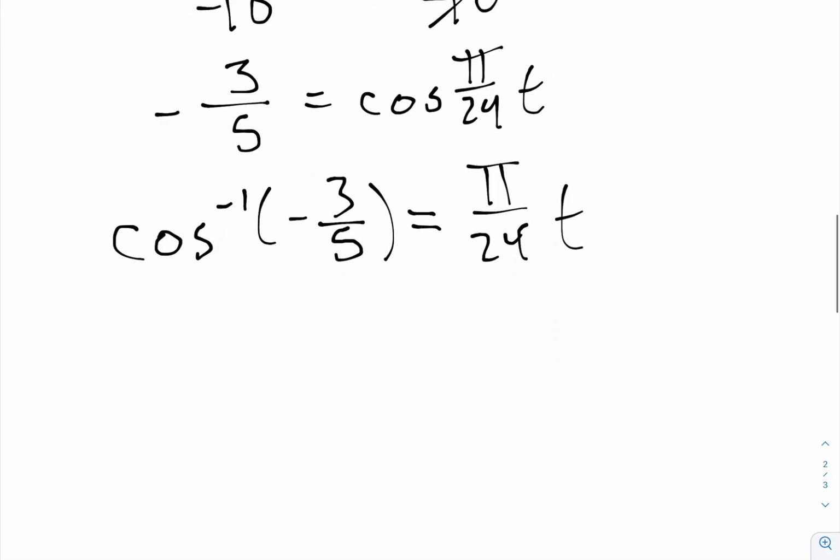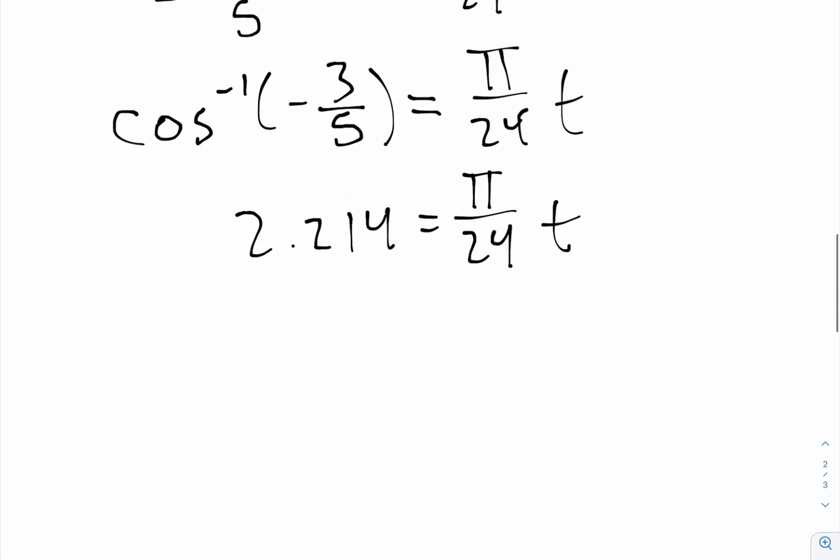Okay, and now we're going to have to use our calculator for this. So we're going to take the inverse cosine of negative 3 over 5. That's going to be 2.214. So 2.214 is equal to the time times pi over 24.